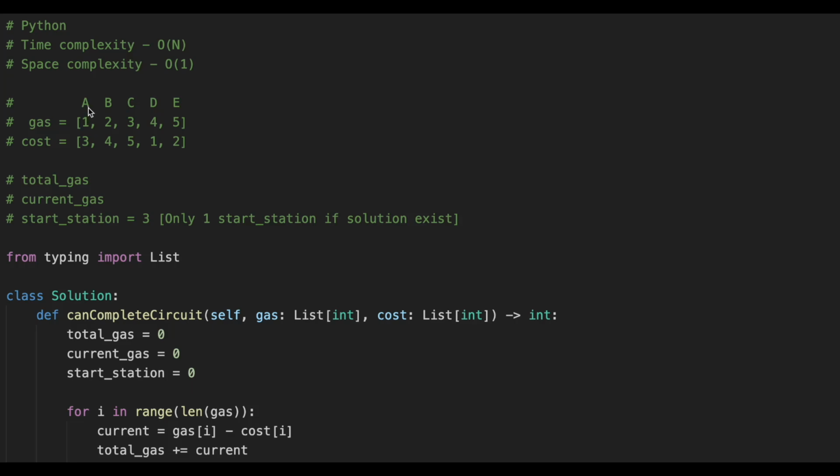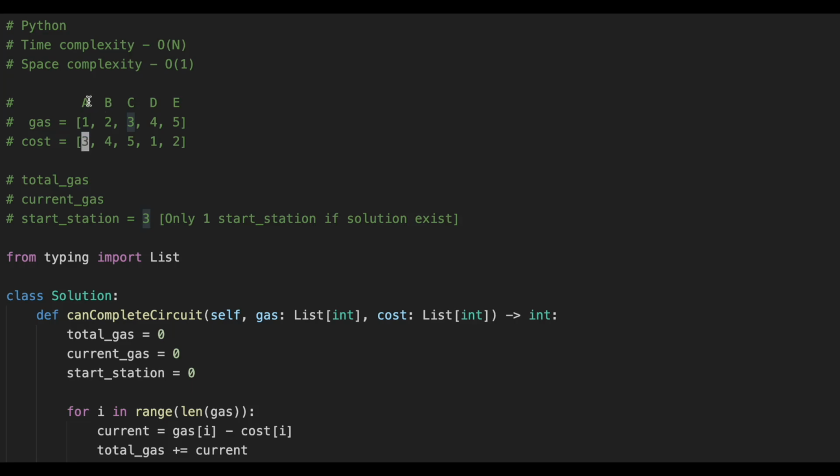Today we have a problem where we are given gas stations. For example, let's say we have gas stations A, B, C, D, and E, and each gas station has an unlimited gas tank. At each station we can take a certain amount of gas, and the cost is how much gas we should spend in order to go to the next gas station.